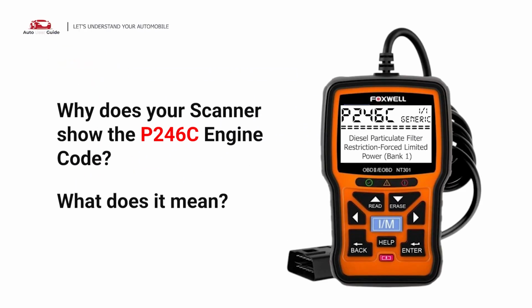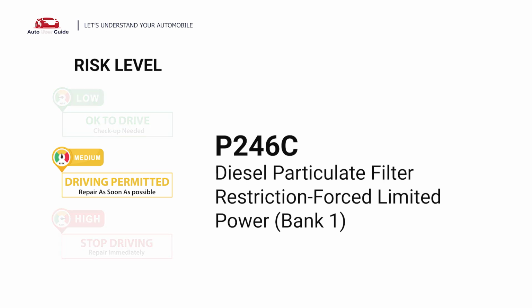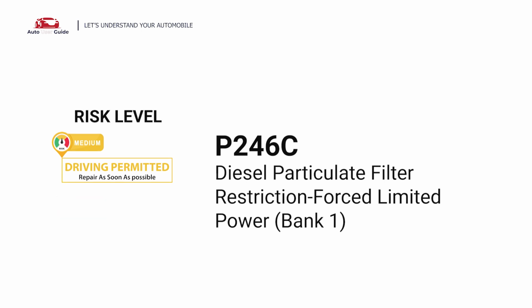Why does your scanner show the P246C engine code? What does it mean? P246C is a diagnostic trouble code for diesel particulate filter restriction, forced limited power, Bank 1.